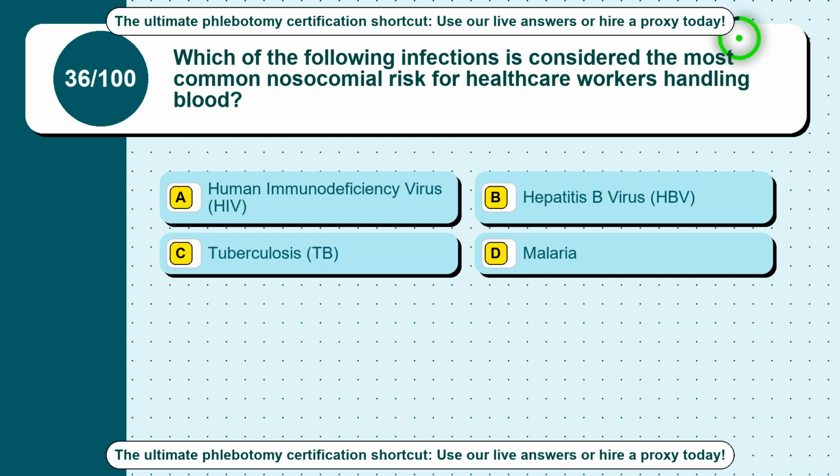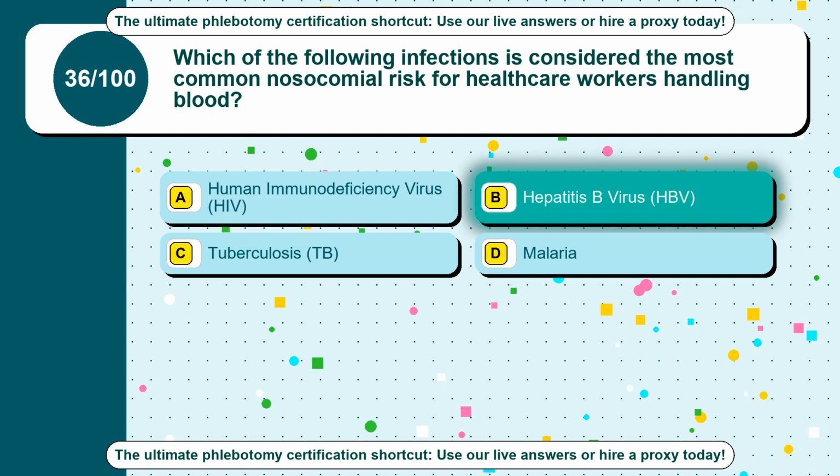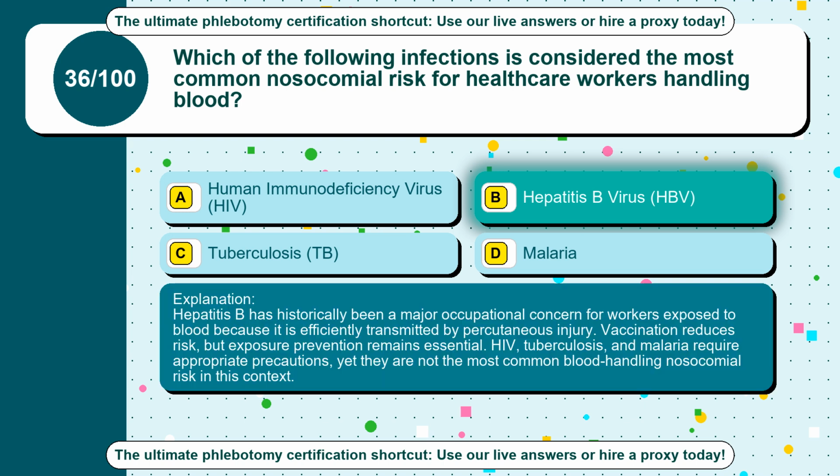Question 36. Which of the following infections is considered the most common nosocomial risk for healthcare workers handling blood? Option A. Human immunodeficiency virus, HIV. Option B. Hepatitis B virus, HBV. Option C. Tuberculosis, TB. Option D. Malaria. The correct answer is option B. Hepatitis B virus, HBV.